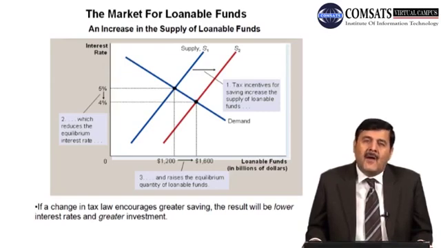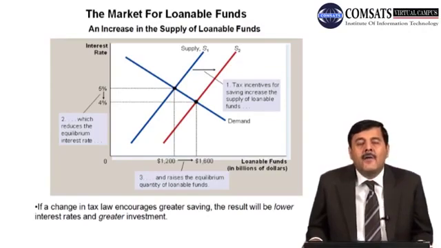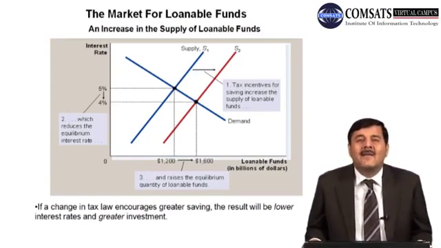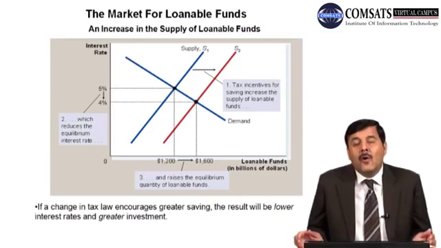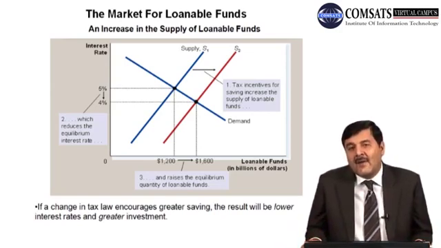Now, if the government provides some tax incentive to the individual, to the household, or we say that if the government decreases taxes, अगर government taxes कम कर देती है, then it means government provides incentive to the household or to the firms, to the individual to save more. When they save more, they supply more funds for the loanable funds market, right? So supply curve will shift rightward from S1 to S2, right?